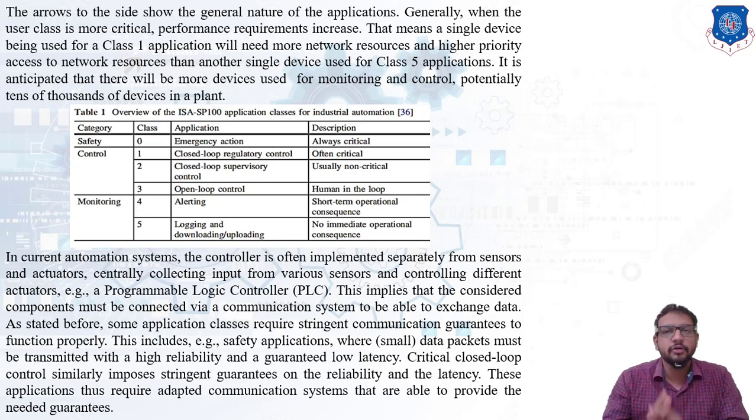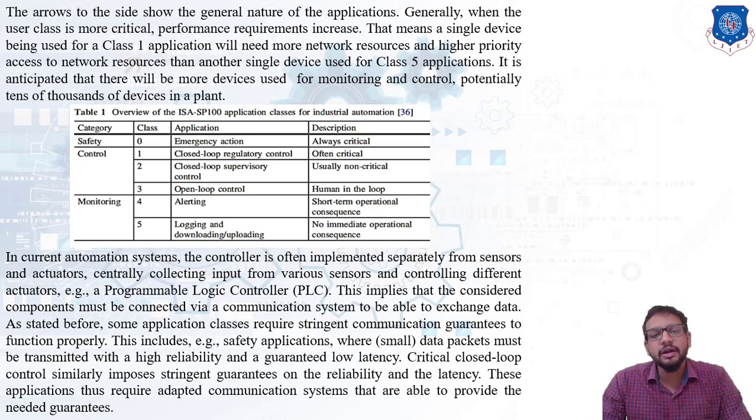So obviously we can say from this table that when a user class is more critical, that is in our case class 0, the safety and emergency action, the performance requirement is much higher. That means a single device used for a class 1 application will need more network resources and high priority access to the internet than another single device used for class 5, that is for downloading or uploading. So it is anticipated that more devices will be used for monitoring and controlling, potentially tens of thousands of devices in our factories.